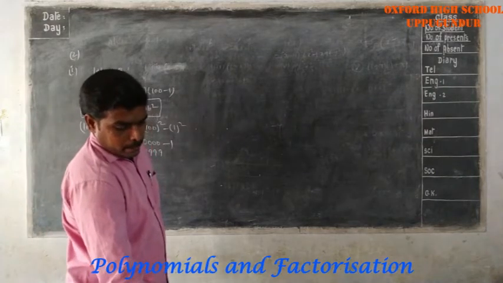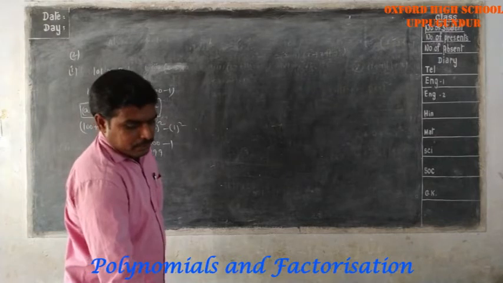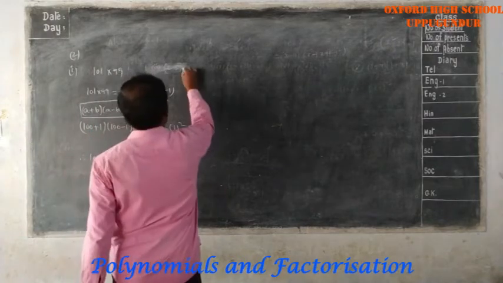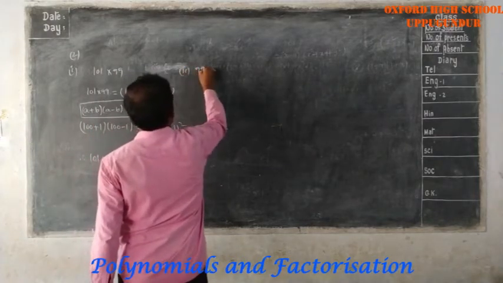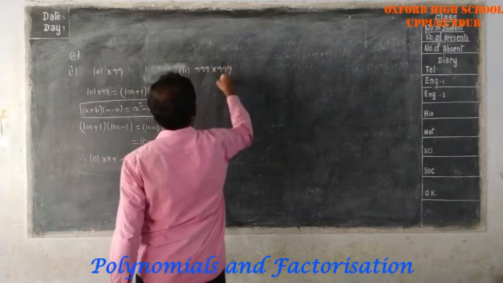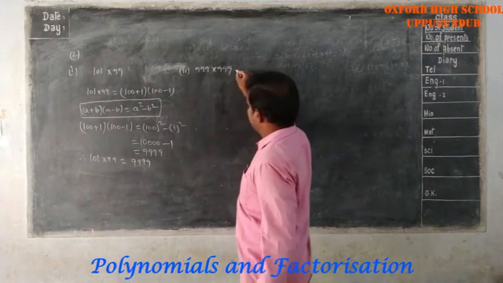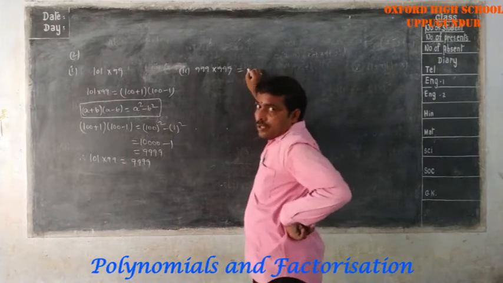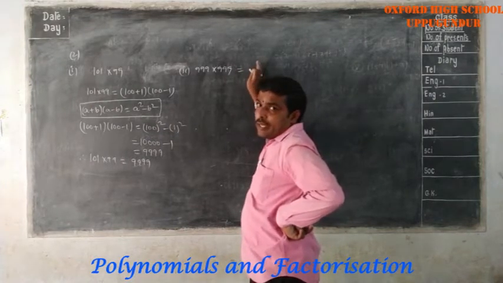Next one, 999 into 999. How can you split this? You have to convert this into an algebraic identity.